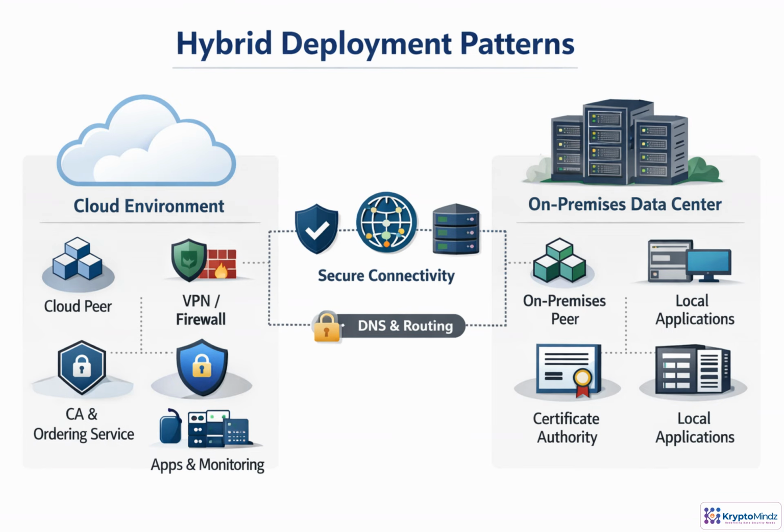Hybrid deployments let each consortium member run where it makes operational sense. One organization may use cloud peers for elasticity and managed services, while another keeps peers and applications inside its own data center for control or compliance. The challenge is usually not Fabric itself, but the connections around it: VPNs, routing, DNS, firewalls, and certificate endpoints. Success depends on clear ownership agreements for uptime, patching, certificate rotation, monitoring, and incident response.